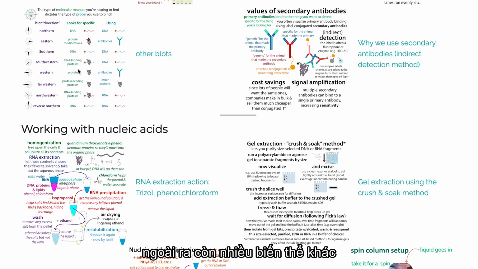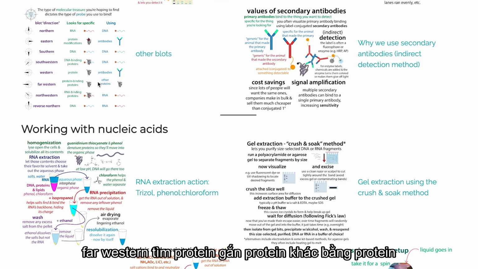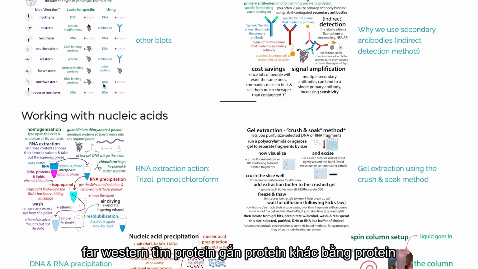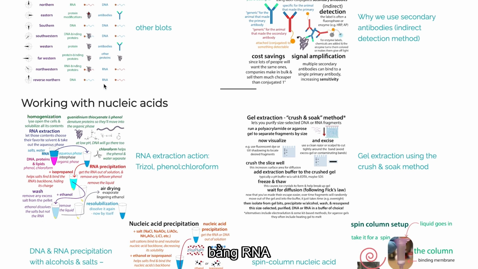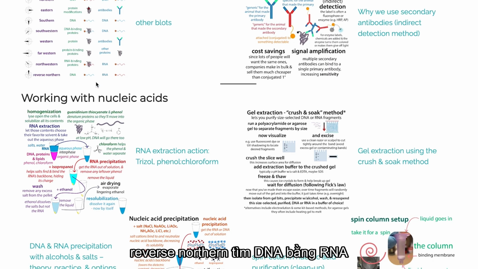There's also a bunch of other varieties. So Southwestern is looking for DNA binding proteins using DNA. A Far Western, protein binding proteins using other proteins. A Northwestern, which is looking for RNA binding proteins using RNA. And then a Reverse Northern, which looks for DNA using RNA.